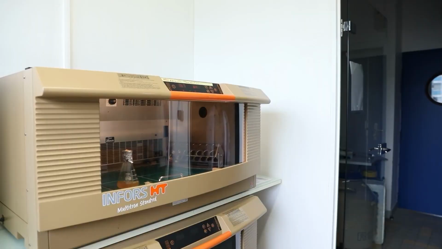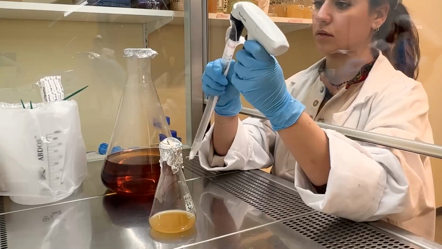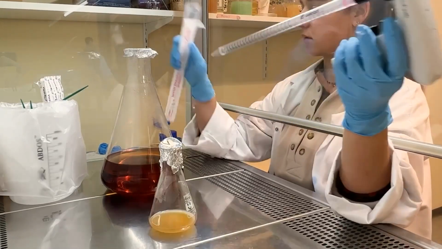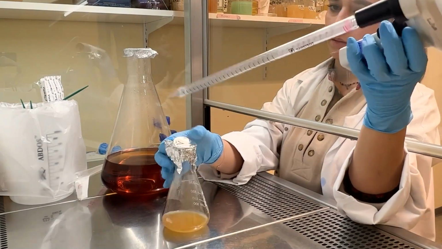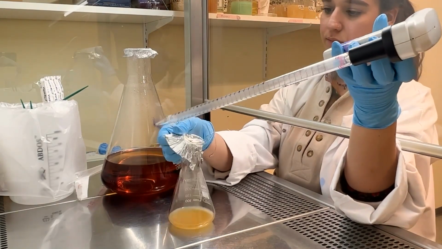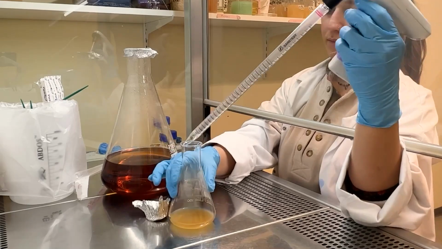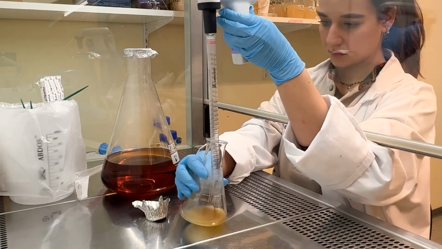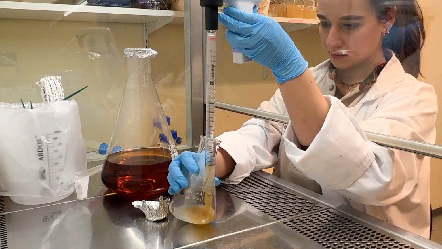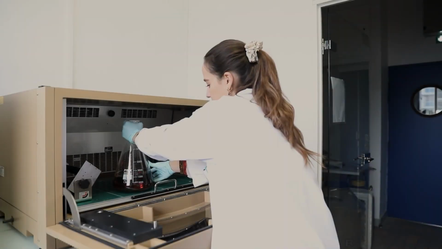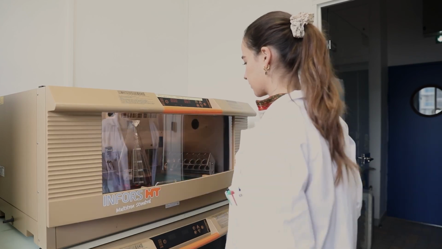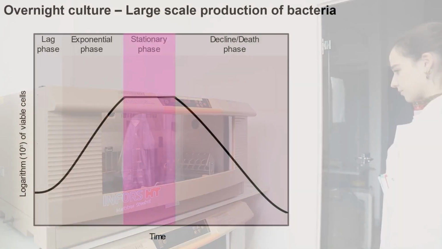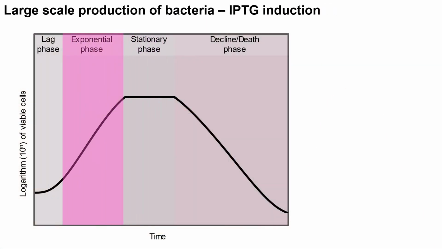Our start culture has grown to saturation and we can now inoculate a small volume of this into the big flasks of culture medium, supplemented with the appropriate antibiotics. We usually make a 150-fold dilution of the start culture. The flasks are then incubated at 37 degrees Celsius under shaking until bacteria reach their exponential phase of growth.